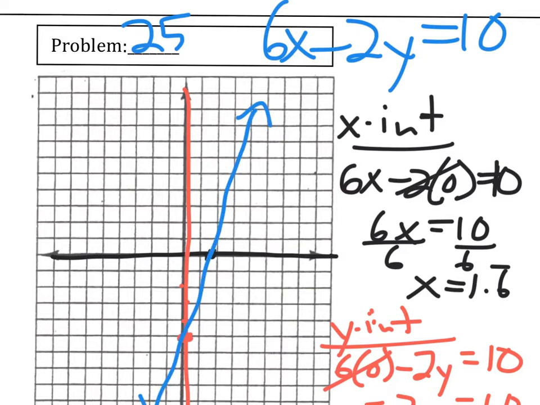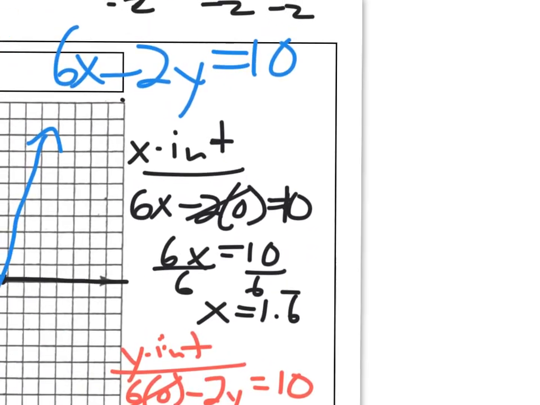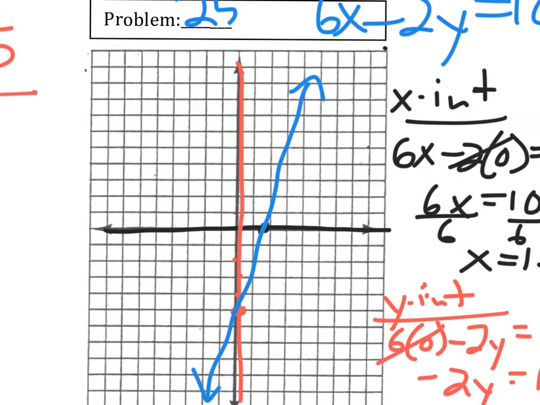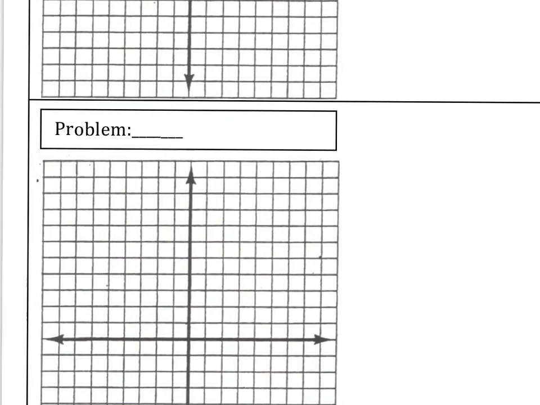Okay. Alternate way to think about it would be getting y by itself. By subtracting 6x on both sides, and dividing by negative 2. All of that would give you y equals 3x minus 5. Let's see if that's what I'm looking at. Y-intercept of negative 5, up 3 over 1. Yep. Bingo, bango, bongo.